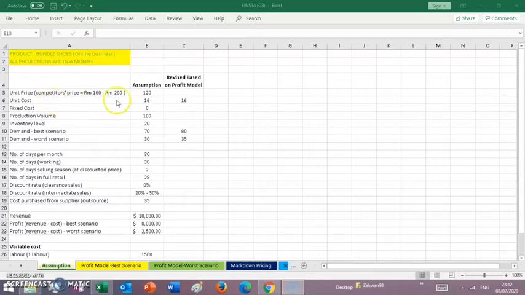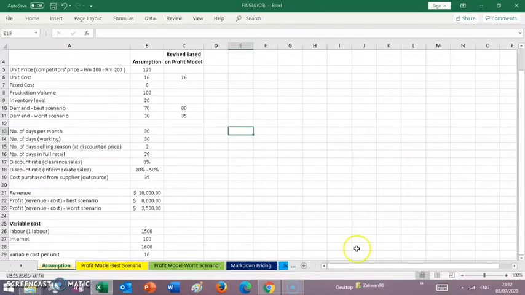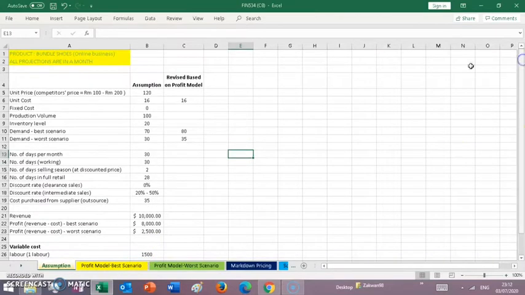The unit cost is 16, which I get from the variable cost, which is one member for a month costs about 1500. The internet cost is 100. For the variable cost per unit will be 16 only. That is the unit cost. For the fixed cost is 0 because this is online business. I don't need to have any physical store.